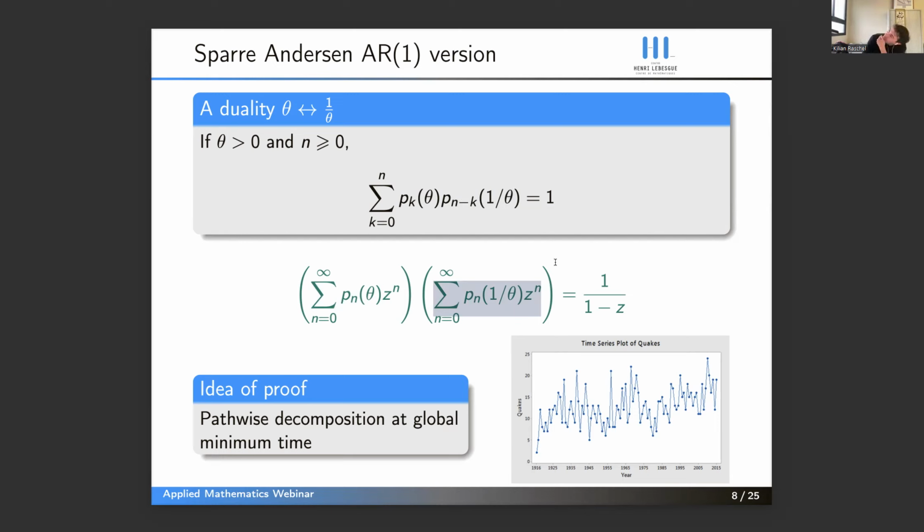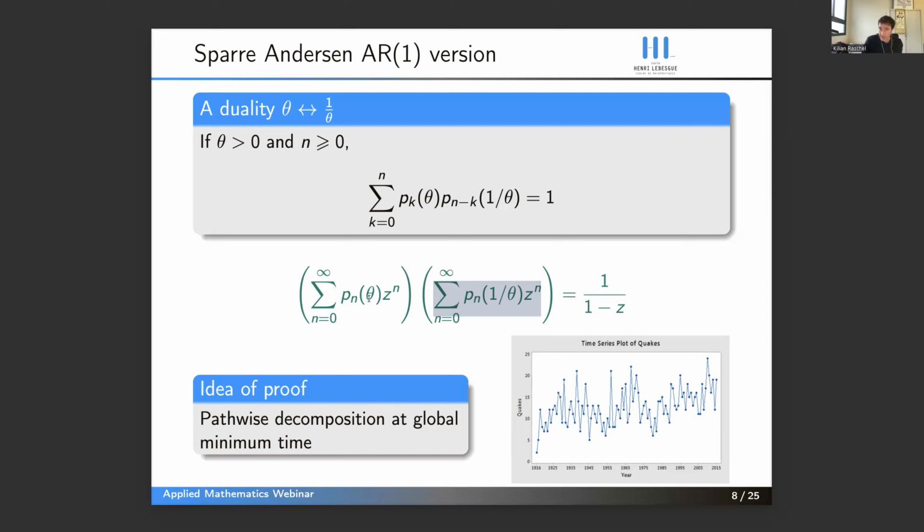I don't know if there is a version. I mean, if theta was random, we could just somehow take the expectation of this, but okay. Anyway, so before giving the proof of this, maybe I can explain how to deduce from this the Sparre Andersen theorem.